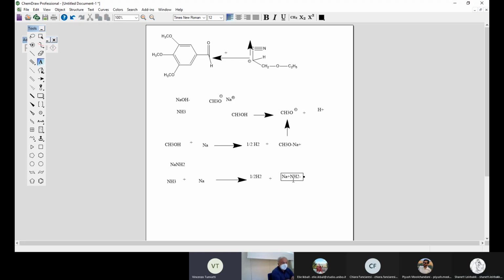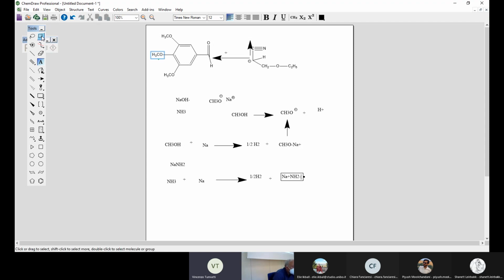Okay. So we have now the strongest bases, sodium amide or sodium methoxide. These two bases are able to take away this one proton present in alpha position to the nitrile group. So it is possible to have the formation of a negative charge, a full negative charge.